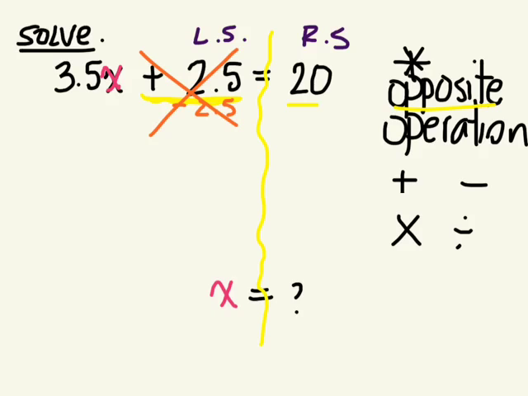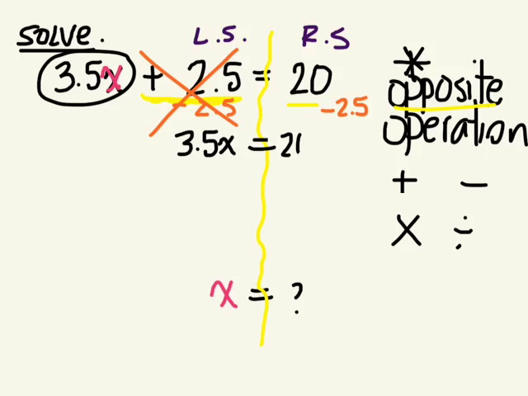So whatever you do to one side, you have to do to the other side. It has to balance. What do I have to do to the right side? Subtract 2.5. So I'm going to rewrite this. I have 3.5x. That's all I have on the left side, right? I got rid of everything else. And on the right side, I have 20 minus 2.5. Are those like terms? Can I take 2.5 away from 20? Yes. What do I get?